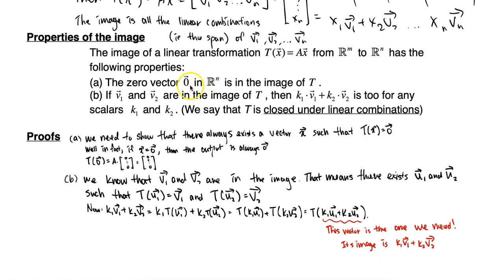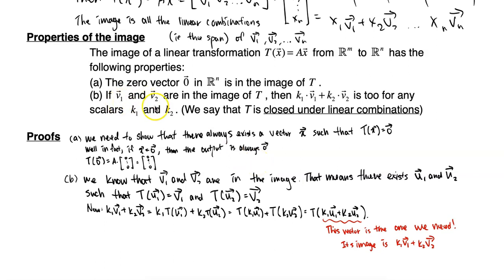So there is always a way, this is another way to interpret it, to have 0 as the output. We need to show that there always exists a vector x such that T of x equals 0. In fact, it's very easy, because if we choose x equals 0 in the original space, then the output in the target space is always 0, because T of 0 is A times 0, and A times 0 is 0. So we have just shown that 0 is always part of the image.